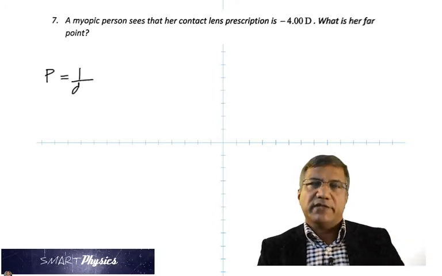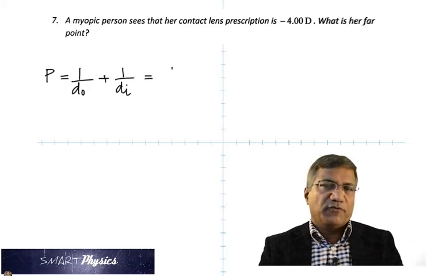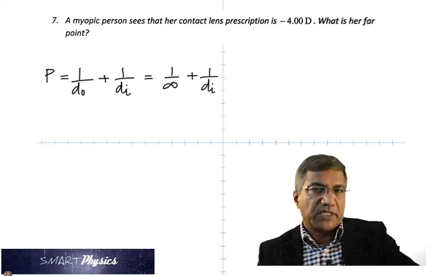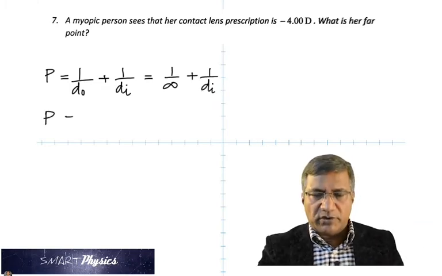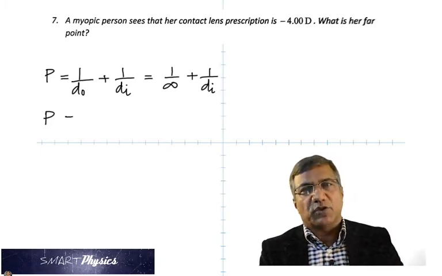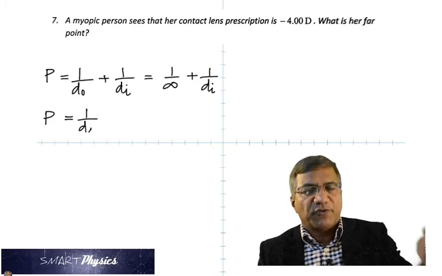The power is given. So from the power, we know the focal length, and power is 1 by DO plus 1 by DI. The person should be able to see up to infinity. So DO is infinity. And we're looking for DI. Where is this going to be produced? Wherever the image is, that would be the far point of the person.